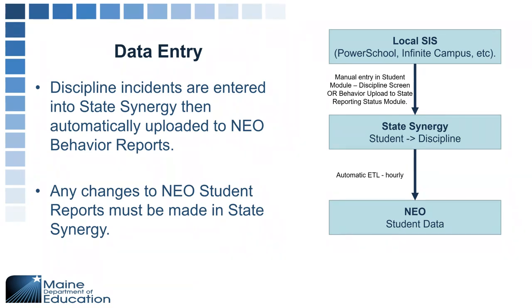So all discipline incidents are entered into State Synergy, then automatically uploaded into NEO Behavior Reports. Any changes that you see that need to take place in a NEO report need to be made within Synergy in order to be reflected in that report. So you have to wait for that ETL, and then you should see any changes in NEO reports.